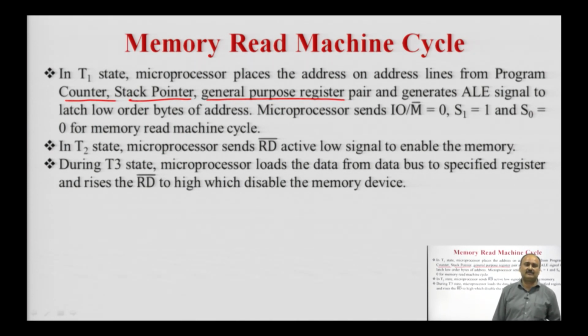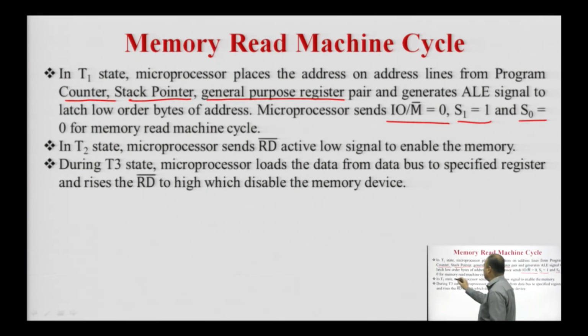With the help of the address bus A0 to A15, the processor will carry the 16-bit memory address, and the status signal, that is IO/M-bar is equal to 0, S1 is equal to 1 and S0 is equal to 0. So, it will indicate that it is a memory read operation. For memory read operation we require the machine cycle which is called the memory read machine cycle.